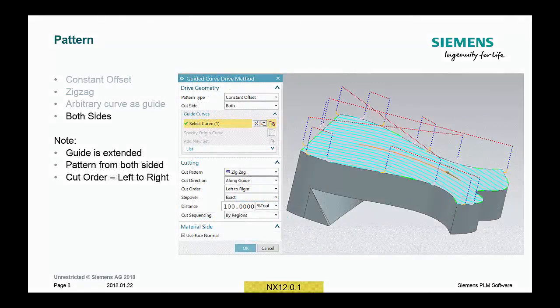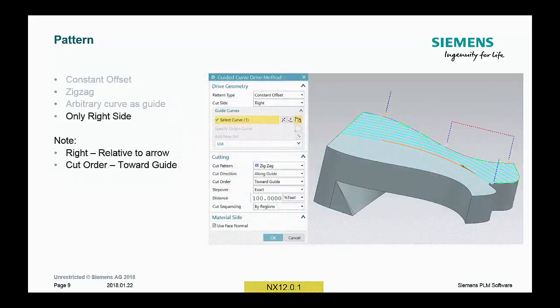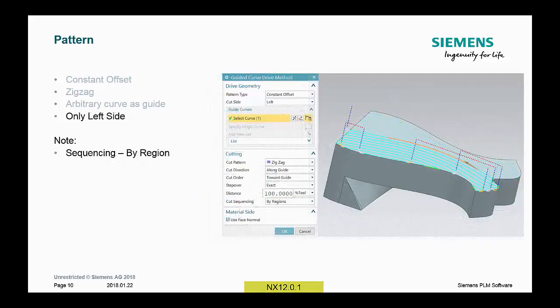In this example, the guide curve is extended to the periphery of the cut area and the pattern is parallel to it on both sides. Coverage can be limited to the right side or the left side. Note that the cut sequence is by region.